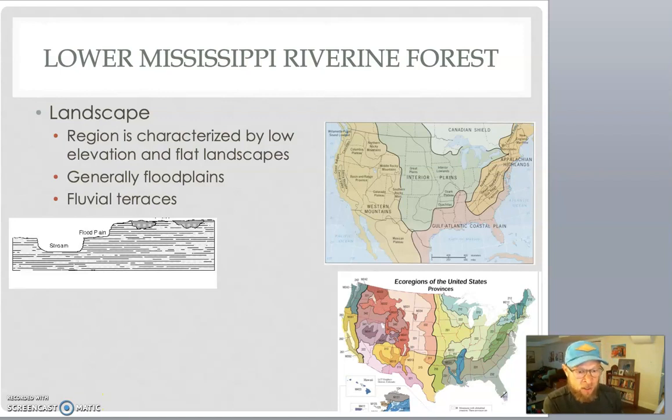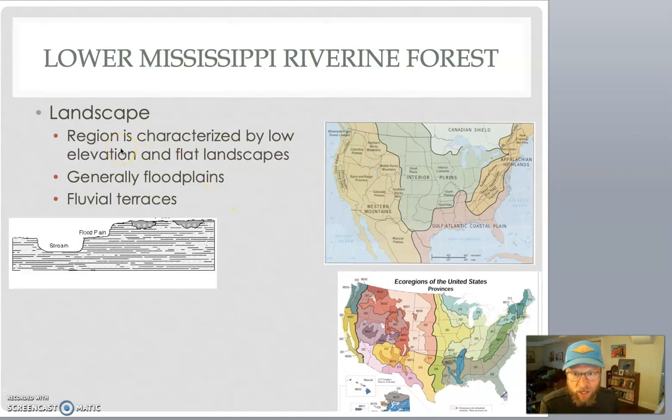On this map in the bottom right corner of the slide, you can see this bluish area. That's the ecoregion we're talking about. It's really just the drainage of the Mississippi River, capturing so many other tributaries to the Mississippi and then dumping into the Gulf Coast.